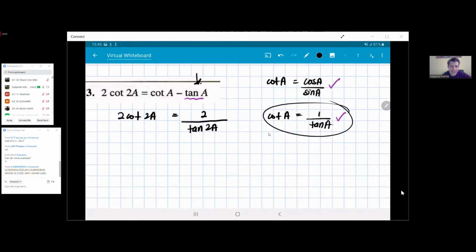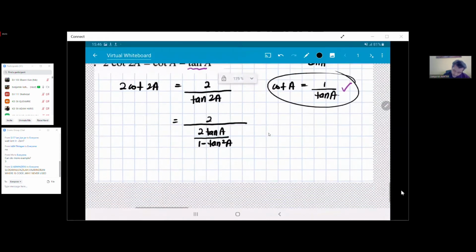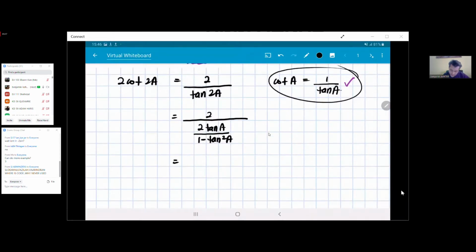Look at your double angle formula for the tangent. So this is 2 over, I'm going to copy the formula first. The formula for tangent 2A is 2 tangent A over 1 minus tangent square A. Now moving on to the next part. What I'm going to do now is flip it around. Can you understand that this is actually 2 multiplied with 1 minus tangent square A over tangent A?